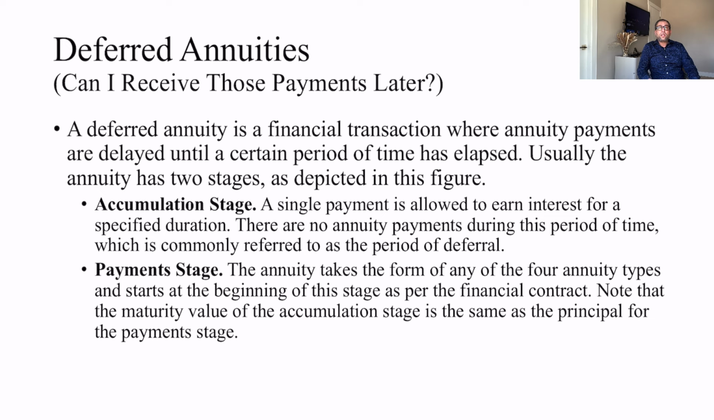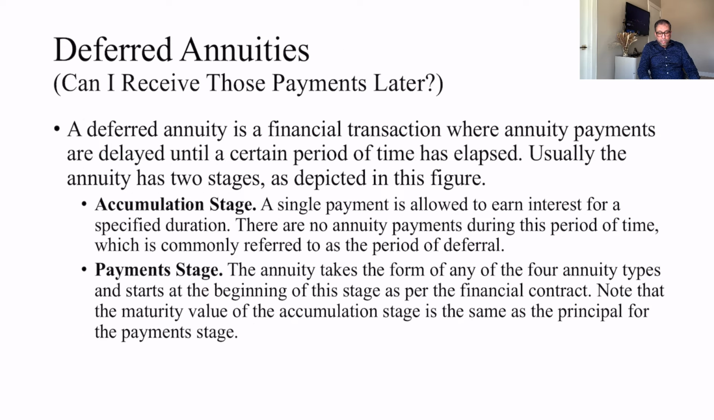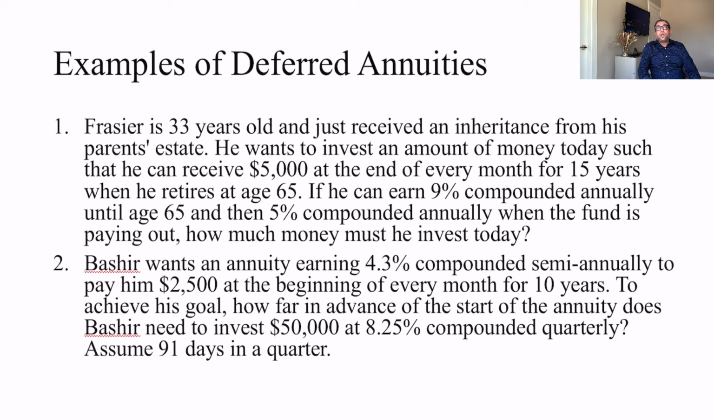So there is a difference between these four annuities. We can use any of the four annuities for the payment stage of the deferred annuities. Note that the maturity of the accumulation stage is the same as the principal for the payment stage. So here is an example. There are two examples we are discussing today for deferred annuity payments.